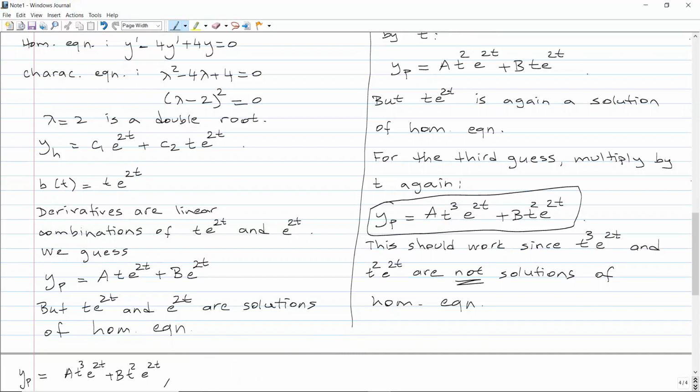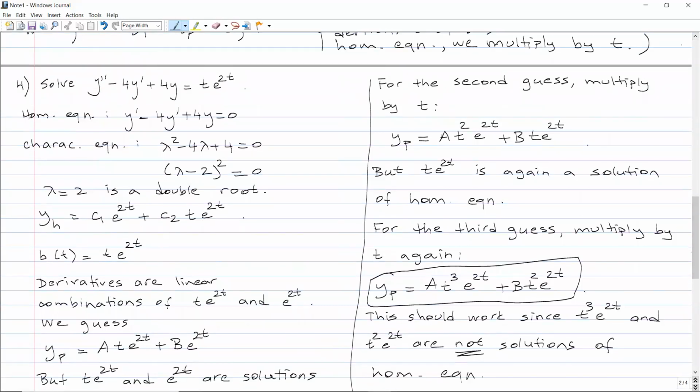Let me check my equation here. Yes, I see that I made a mistake here. This should be the second derivative of y. So second derivative minus 4 times the first derivative plus 4y equals 2 t e to the 2t.